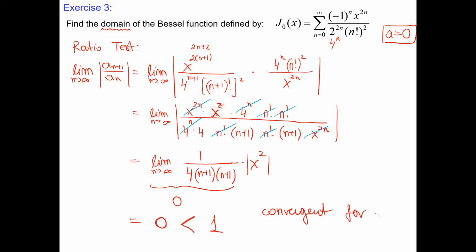Convergent for all x's, all real x's. And that's the beauty of this power series, which is called, yes, Bessel function. We have lots of application, but we can see that it's convergent for all x's. We can say an interval of convergence is from negative infinity to positive infinity.